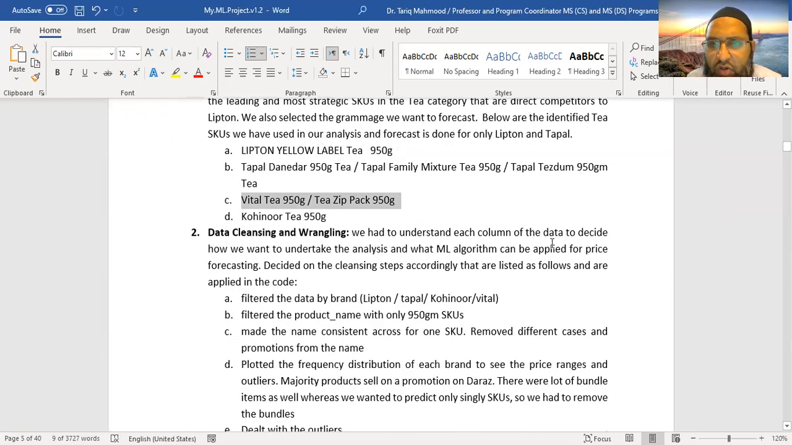We had to understand each column of the data to decide how we want to undertake the analysis. That seems to be a common approach when you have small data. In this case, we do have small data. It's not terabytes of data or hundreds of gigabytes of data. So it's good to understand each column separately because it's going to just help you later on in the analysis.